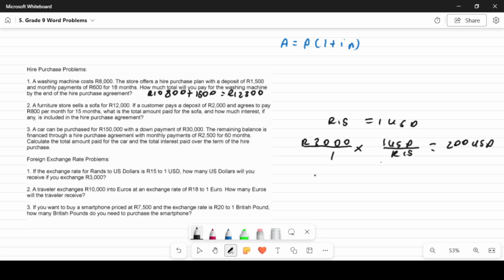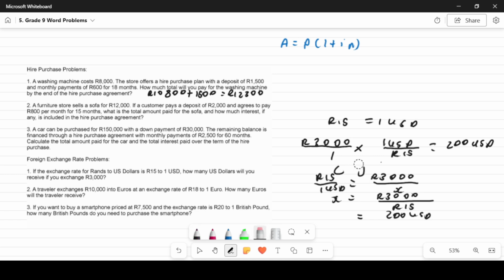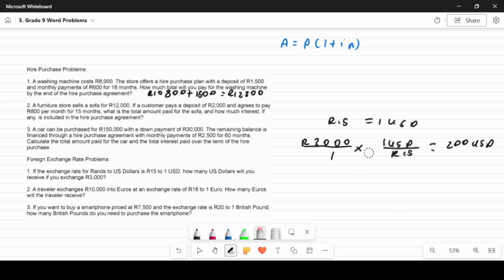Or you could say 15 Rand over 1 USD is equal to 3,000 Rand over x. And if you solve for this, x is equal to 3,000 Rand over 15 Rand, which should equal 200 USD. You can either multiply by an equivalent fraction or you can equate two equivalent fractions, because when you equate two equivalent fractions, you are saying that they are in proportion. Same idea. Different topic, same idea. Theory remains the same, questions change.